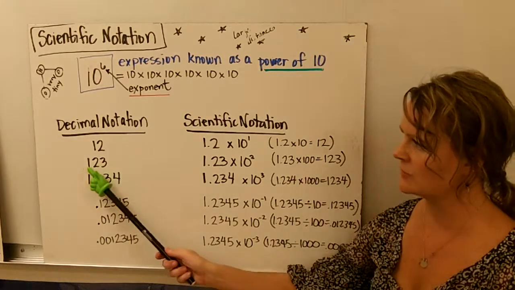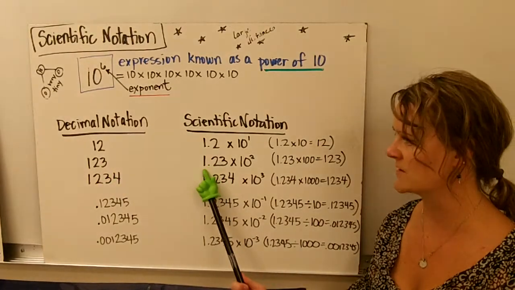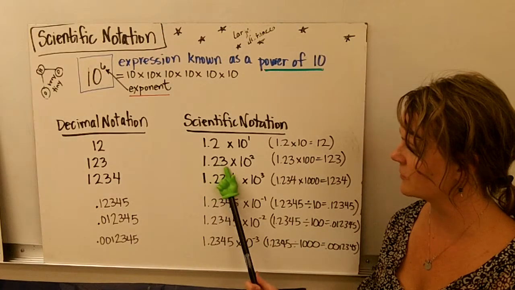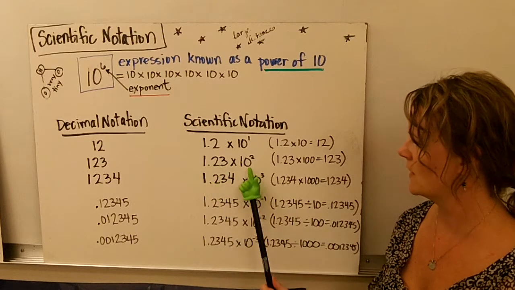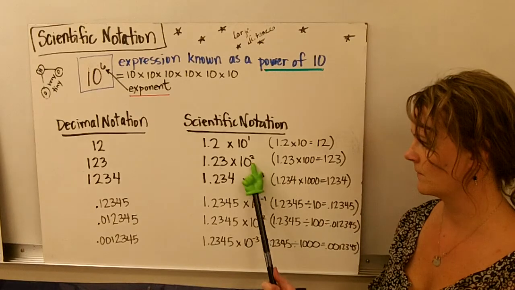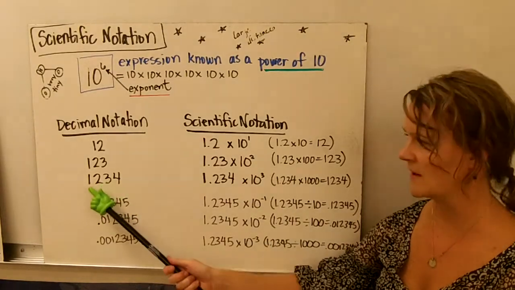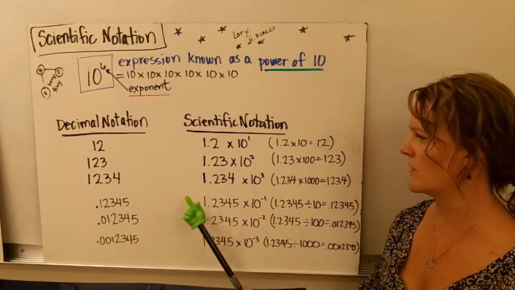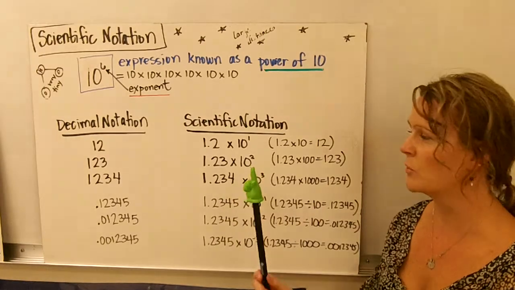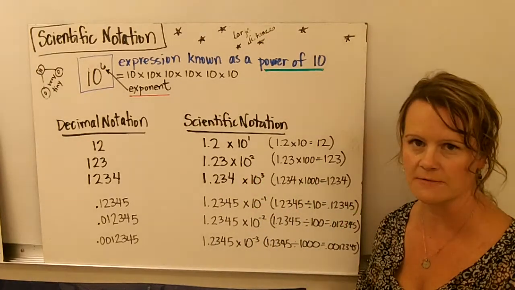So if we have a number like 123, we're still going to put that decimal point here so that there's just one number to the left of 1. But this time, in order to get 123, we're going to need to multiply by 10 two times. 1, 2. So in other words, we're taking 1.23 times 100, or 10 to the second. Same thing is happening here in this example, 1,234. We are going to have to move the decimal point 3 times, or in other words, multiply by 10 3 times, or multiply by 1,000 to get 1,234.